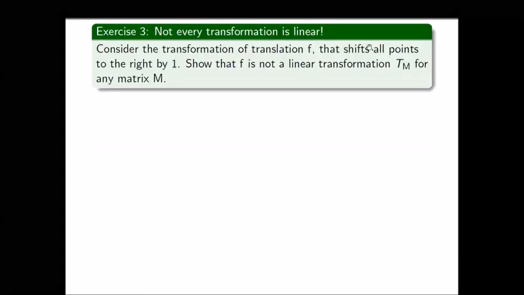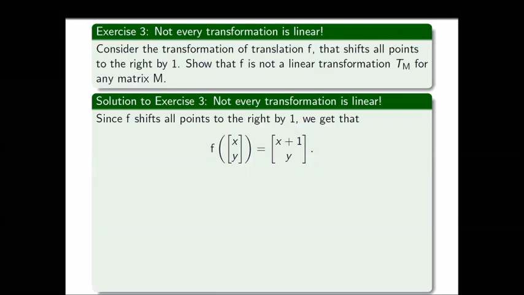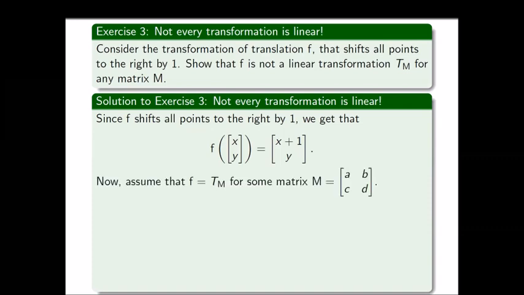The last thing I want to discuss is an example of a transformation which is not linear. So consider the transformation of a translation f that shifts all points to the right by 1. We want to show that this f is not a linear transformation T_M for any matrix M. Since f shifts all points to the right by 1, f is a transformation that takes in a vector (x, y) and outputs the vector (x plus 1, y). Now, we want to show that this is not a linear transformation T_M for any matrix M.